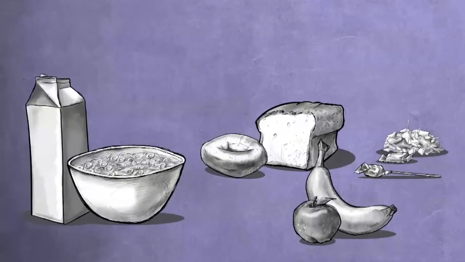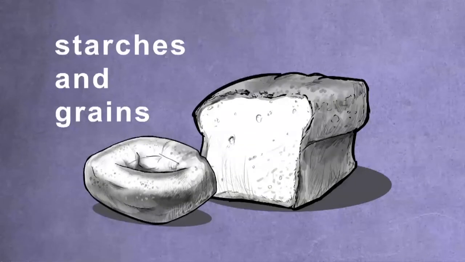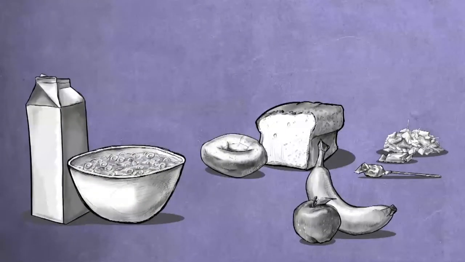We as human beings get our carbs through eating foods that are rich in the special macromolecule. Foods that are rich in carbohydrates include starches and grains, like bagels and bread, as well as sugars, like fruit or even candy. These foods provide different amounts and different types of carbohydrates.